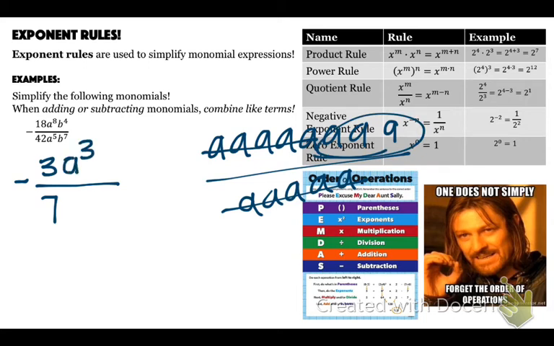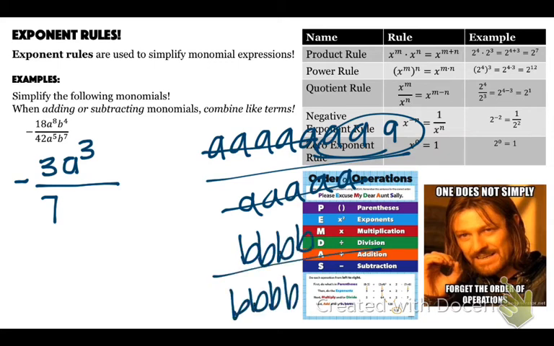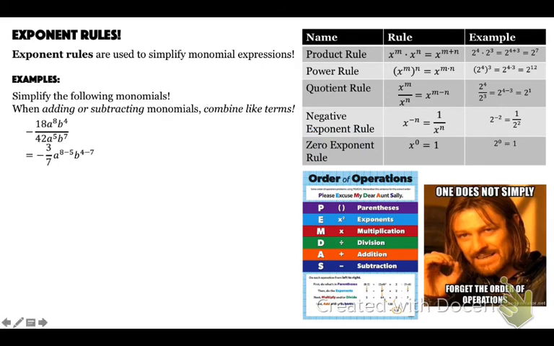And then I have 4 B's on top, 7 B's on bottom. Cancel, I'm left with 3 on the bottom. That one's pretty simple, right? Let's double check. So negative 3a cubed over b to the negative 3rd, or b to the 3rd, over 7b cubed. Whoa, sorry, struggling.